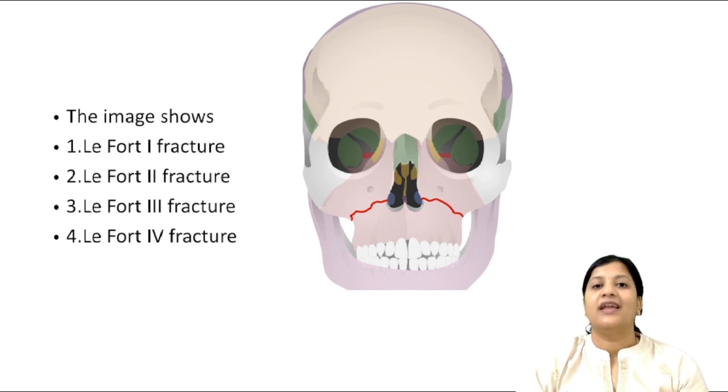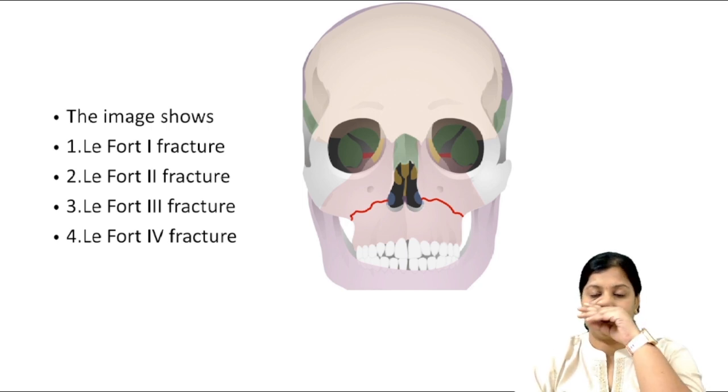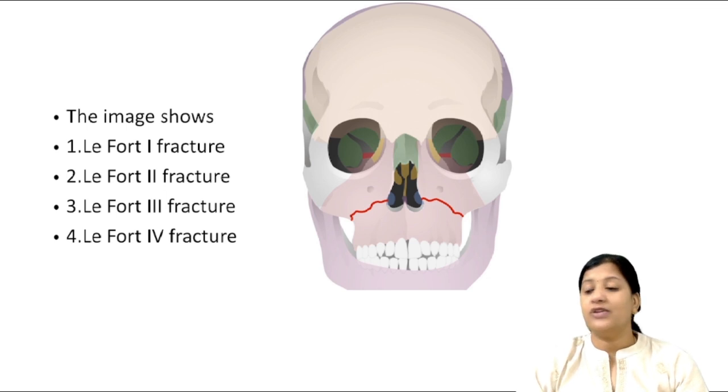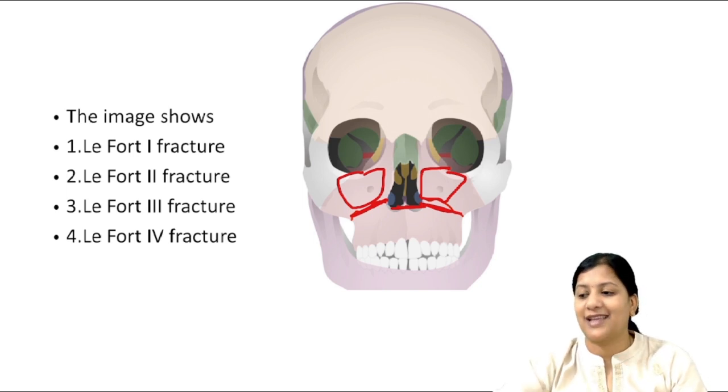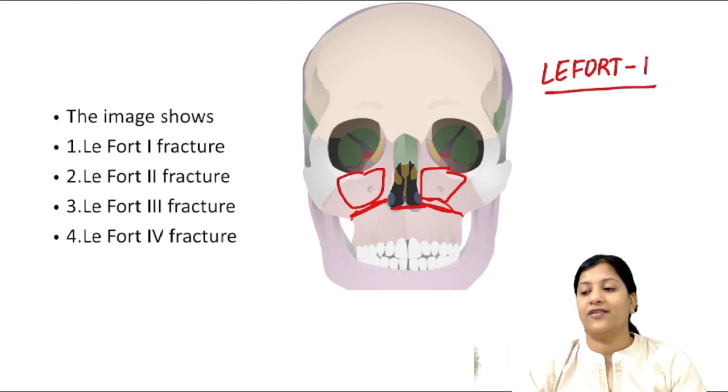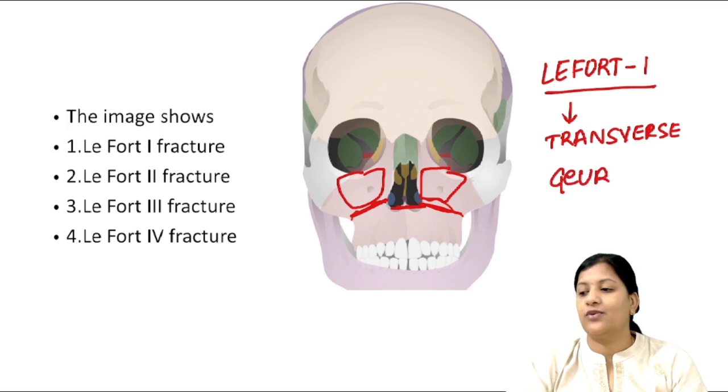The image shows Lefort 1 fracture, Lefort 2 fracture, Lefort 3 fracture, or Lefort 4 fracture. What is the image showing? So you are seeing that the fracture line is running horizontally or transverse from the floor of the nose and floor of the maxillary sinus. So here is where your maxillary sinus will be. If the fracture line is running from the floor of the nose or floor of the maxillary sinus, we call it a Lefort 1 fracture. So what is a Lefort 1 fracture? Also called a transverse fracture, a horizontal fracture, also called Guerin's fracture.